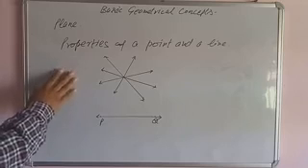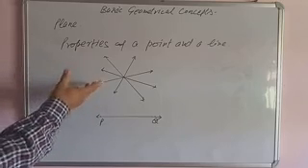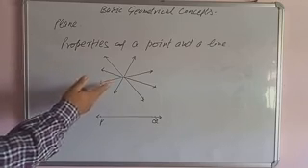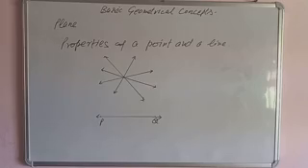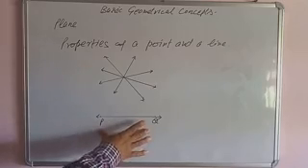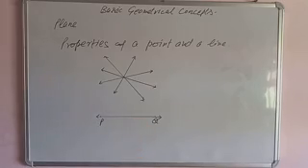So first property, an unlimited number of lines we can draw passing through a point. But in property number 2, we can draw only one line passing through the given 2 points. So these are the 2 properties. First, an unlimited number of lines can be drawn passing through a given point, and second, only one line can be drawn passing through the 2 points.